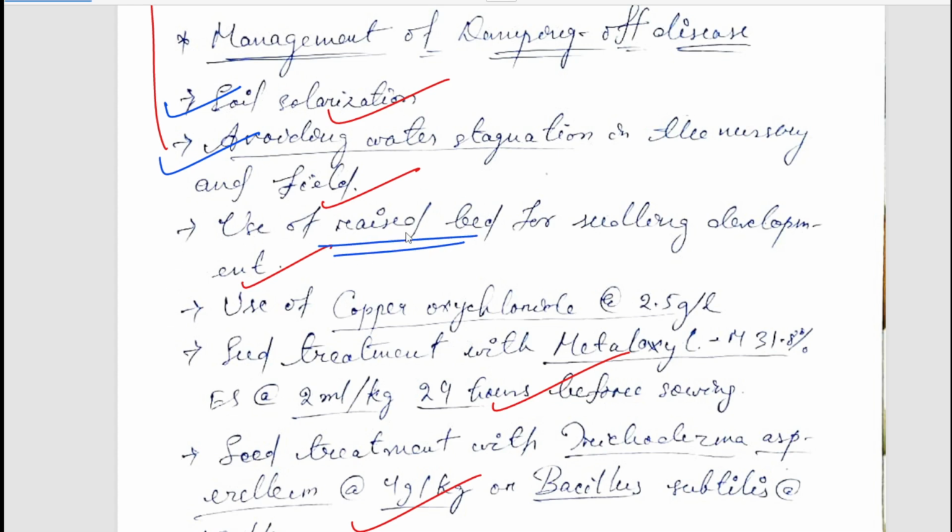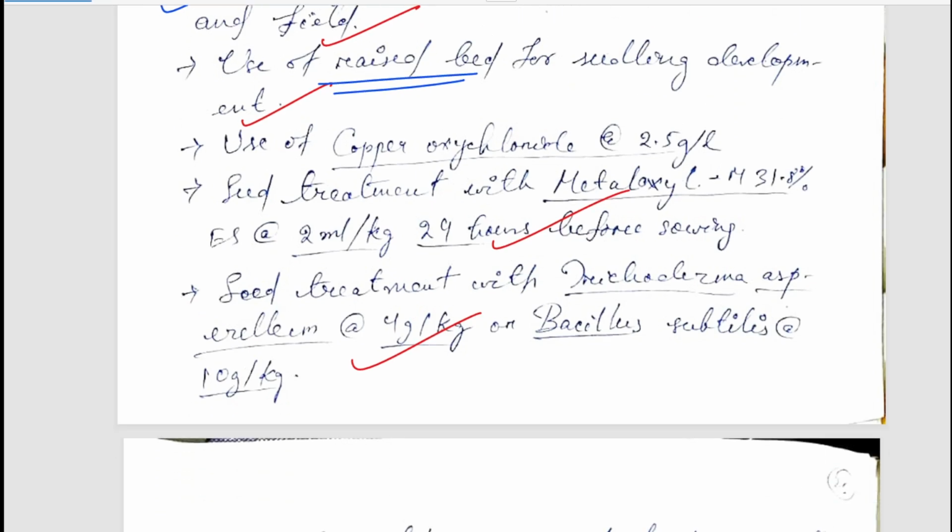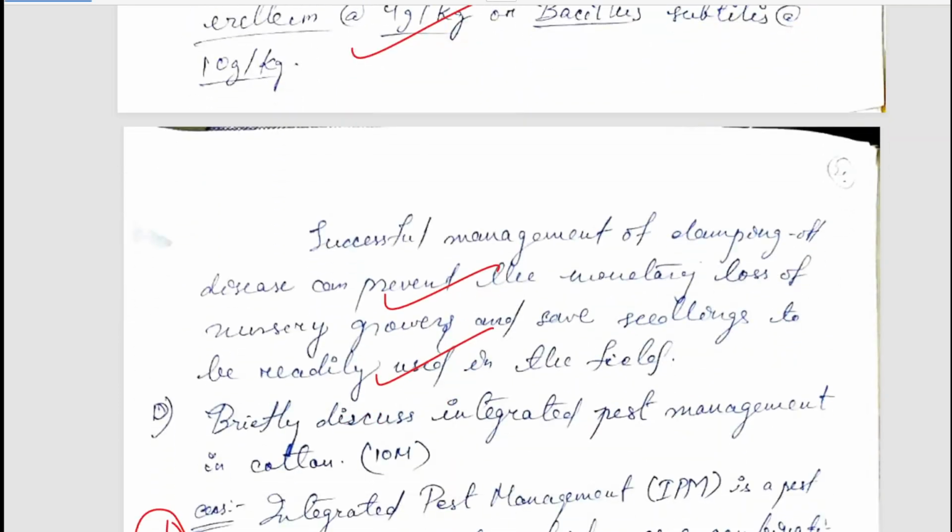Obviously when the beds will be raised, the water stagnation will be low. So all these things have been well mentioned. You can use copper oxychloride, we can use trichoderma. So very well written points. Now let's move to the next question.